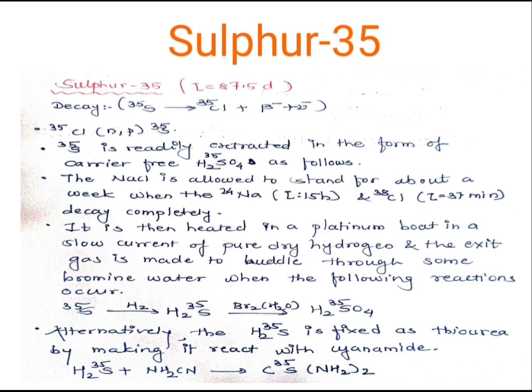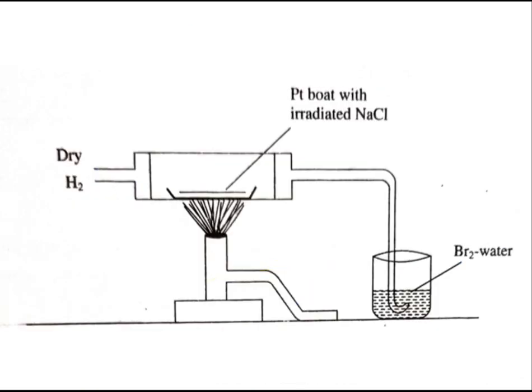So how will that sulfur 35 be produced? Chlorine 35, when it undergoes the N-P reaction, forms sulfur 35. The NaCl is allowed to stand for about a week, when sodium 24, whose tau is 15 hours, and chlorine 38, whose tau is 37.5 minutes, decay completely. This is shown in the diagram. We will see it easily from the diagram. So you can see this diagram.